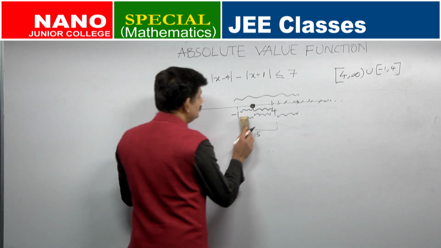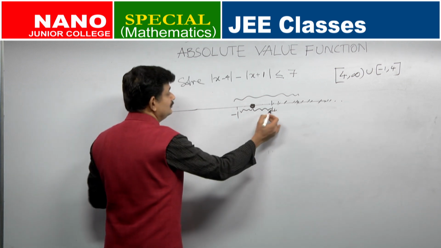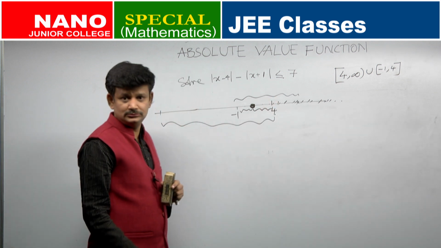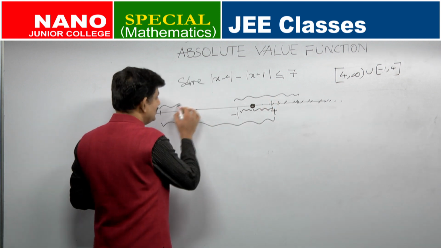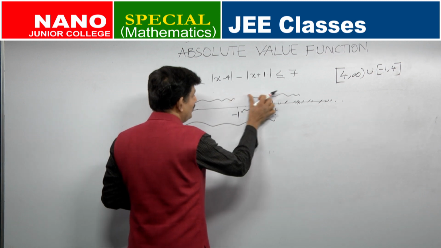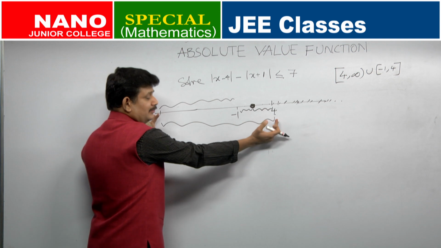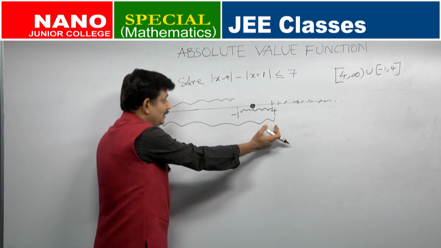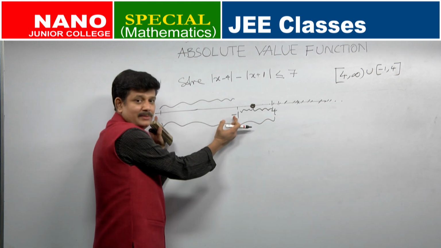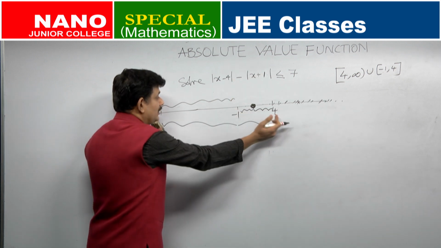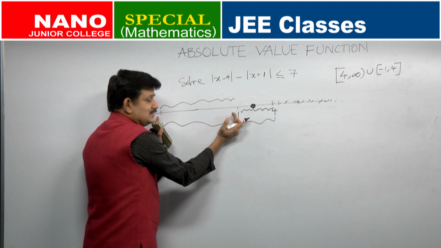What I want now is distance from 4 minus distance from −1. I want all the numbers whose distance from 4 minus whose distance from −1 should be less than or equal to 7. Now, what can you see about this distance minus this distance?